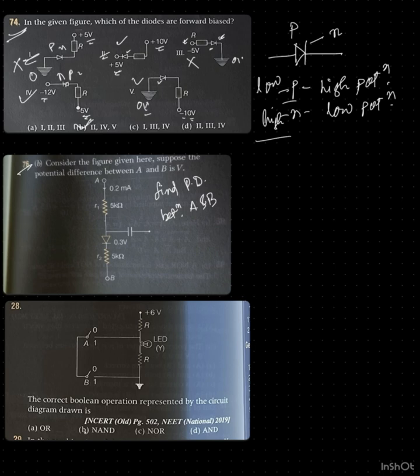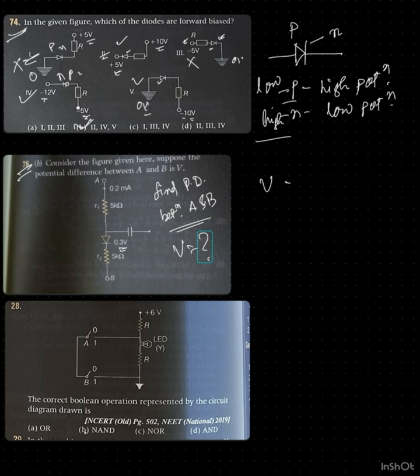Now see the next question number 76. Consider the following given figure. Suppose the potential difference between A and B is V. Find the potential difference between A and B. That means you have to find the value of V here. Now you can see we are having a forward potential of 0.3 here. We will just apply Ohm's law to find V.